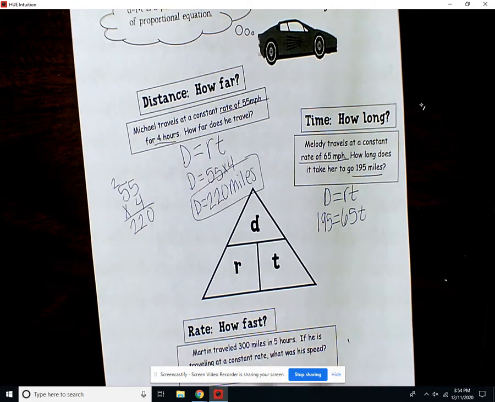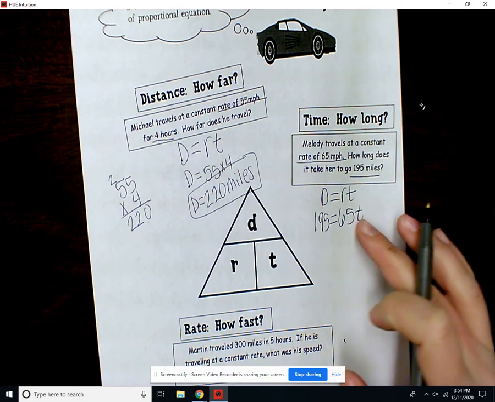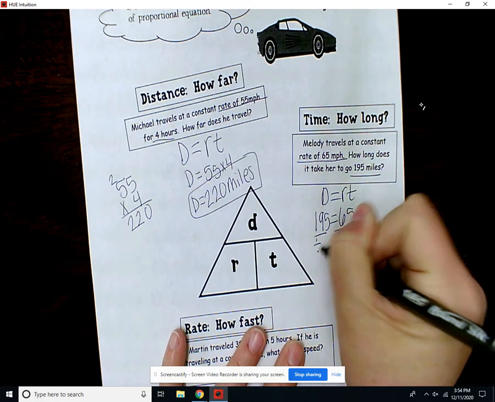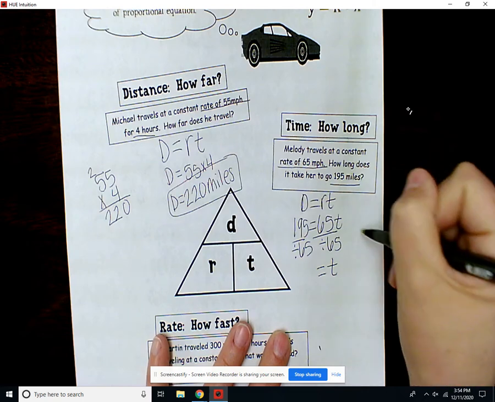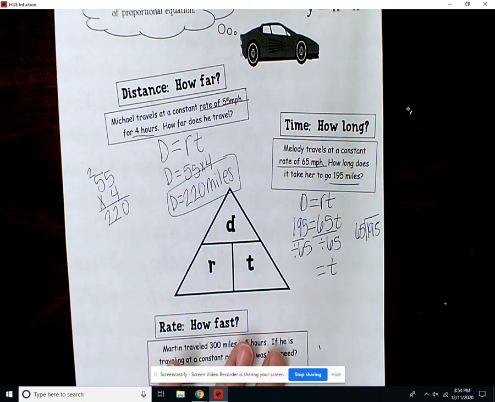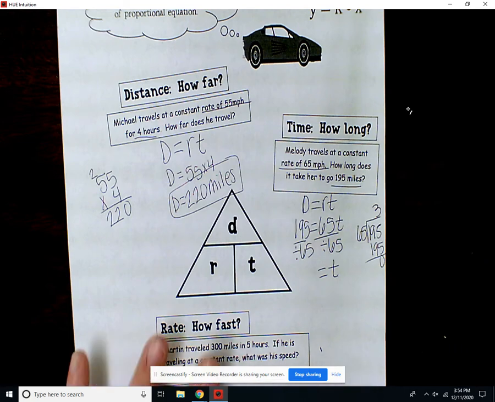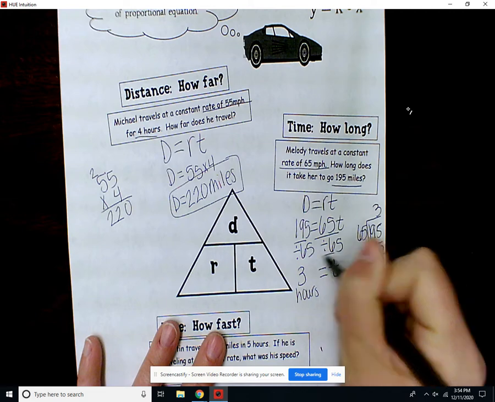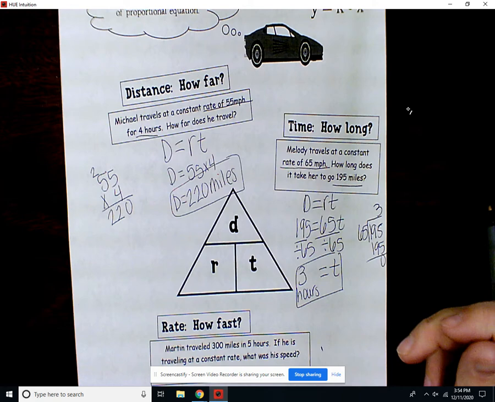So this is a unit rate problem, or it's kind of like unit rate. We want to know what is T. So it's a one-step equation. So we're going to divide by 65. And that's going to find us what is our T. So 195 is on the inside, 65 on the outside. And that's going to go in there 3 times evenly. So 3 hours.